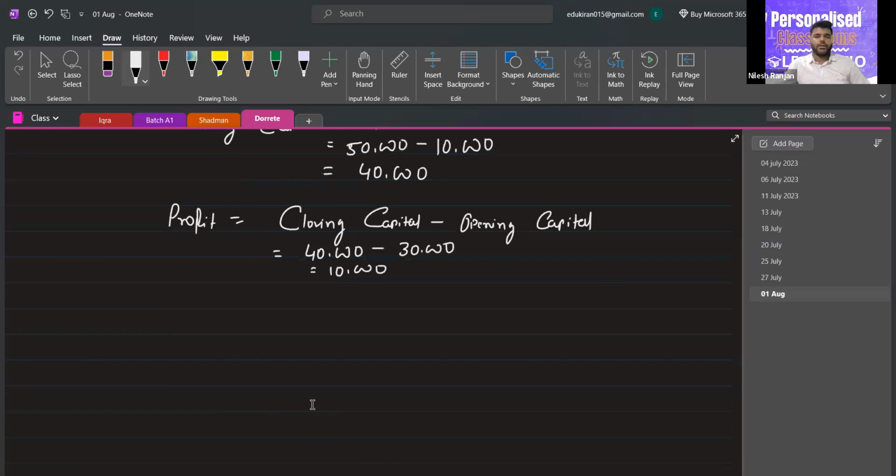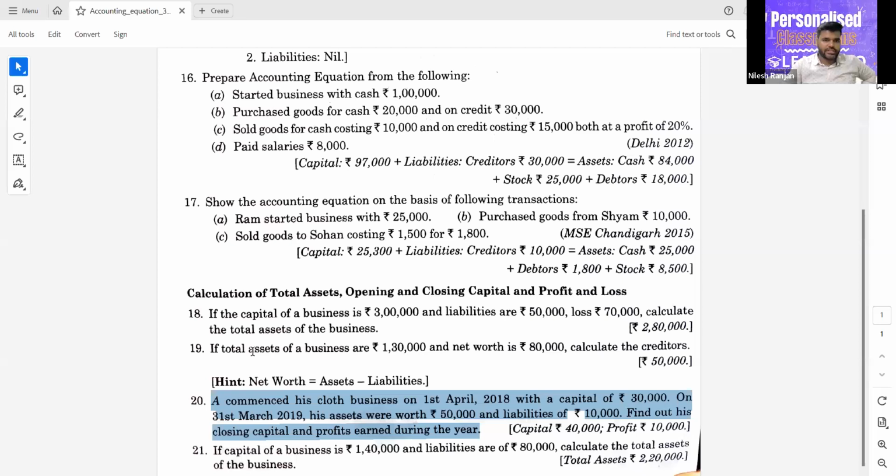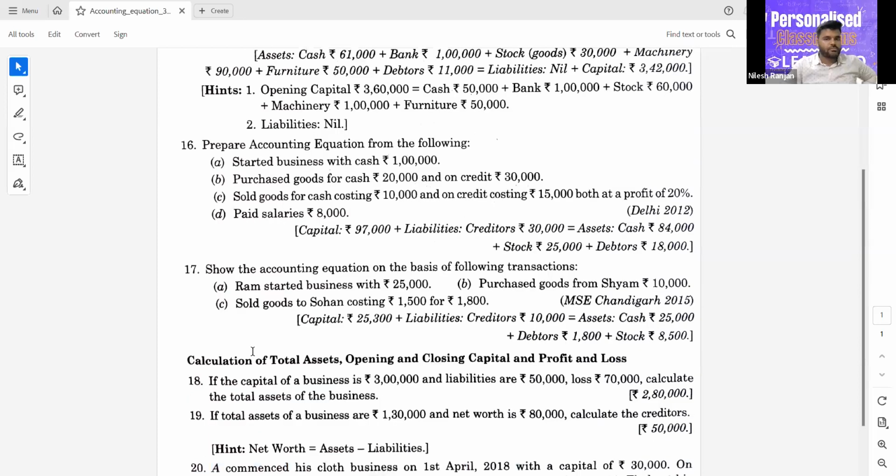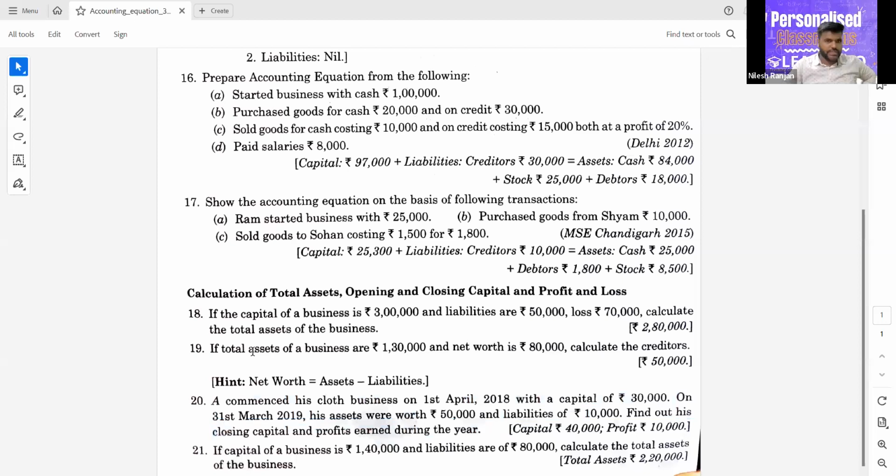Okay. There is question number 16, question number 17. Please read the question and tell me whether you will be able to solve these questions. Okay, sir. Should I read it out loud? Please read point C in question number 16. Okay, sir. Sold goods for cash costing 10,000 and on credit costing 15,000, both at a profit of 20%.